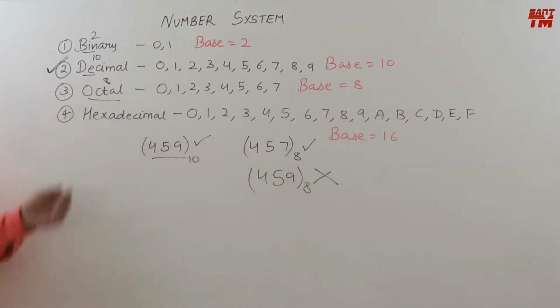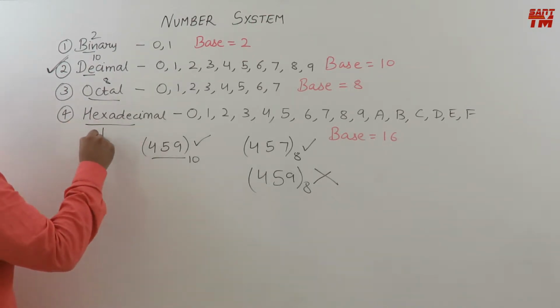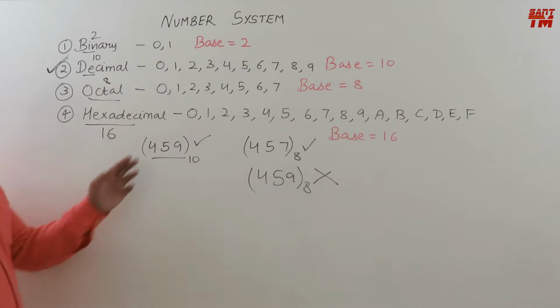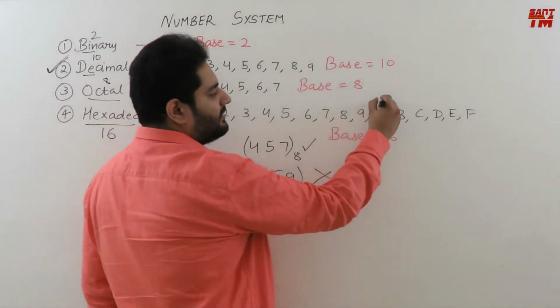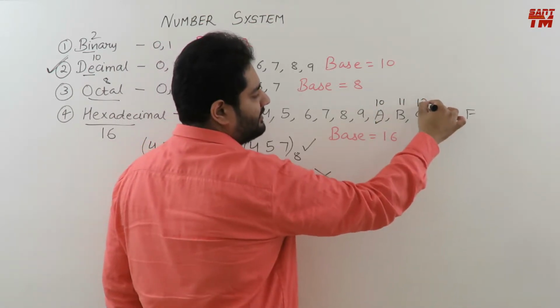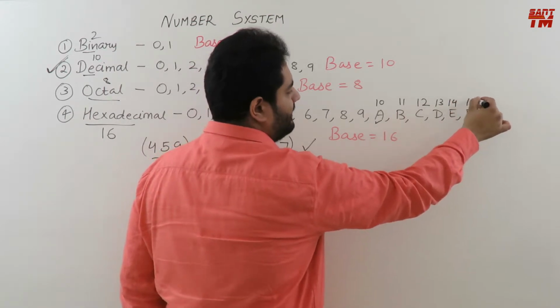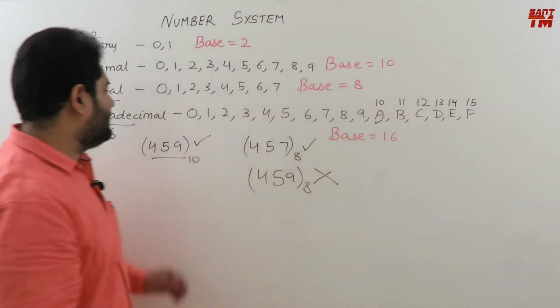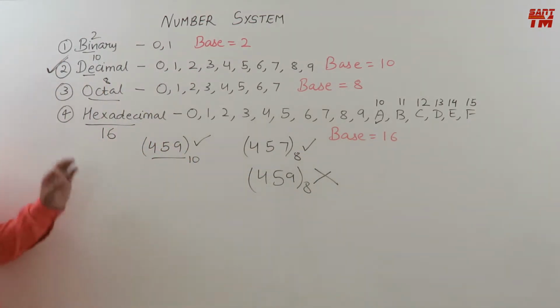Then the fourth category is hexadecimal. In hexadecimal, as the name suggests, we are using 16 digits. 0 to 9 are same as decimal. Then 10 is represented using A, 11 using B, 12 using C, 13 using D, 14 using E, and 15 is represented using F. So 0 to F, there are total 16 digits. These are the 4 number systems that we have.